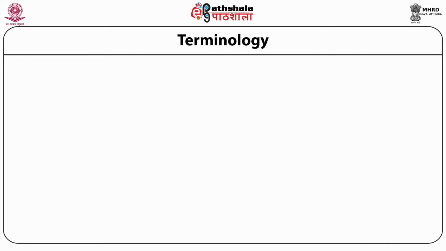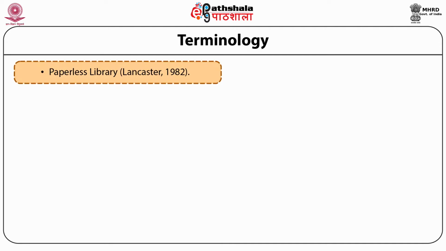Several terms have been coined at different times to represent the concept of libraries without books, libraries having information in computer readable format or having access to information in digitized or digital format. The terms which have been used at different times include paperless library that was first used by Lancaster in 1978 in his book entitled Towards Paperless Information System, published by Academic Press.